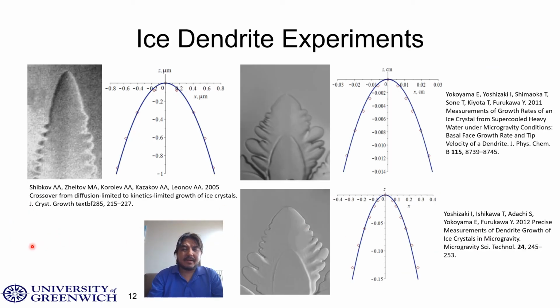Looking into the experimental region, we have collated data from across the literature. So we have data here from Shibkov and Yokoyama and Yoshikawa, all looking at ice dendrite experiments. And in each case, you can see from the images and then the corresponding data that's been extracted, and then the generalized Alexandrov-Galenko solution, that it matches very well both in the region of the tip and also further away.